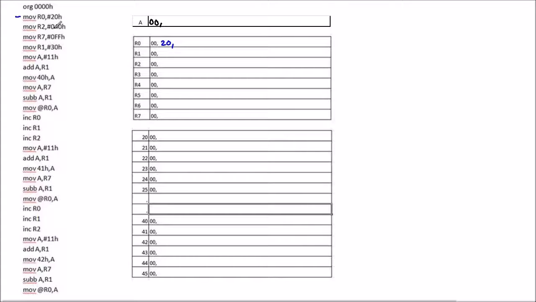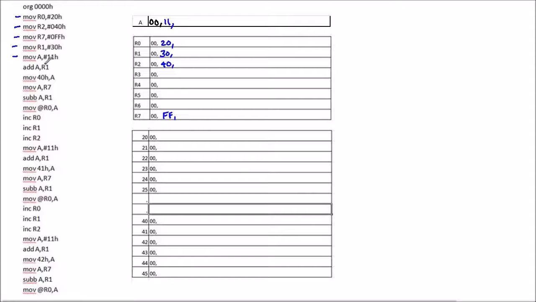The next step is we're going to take the literal value 40 hex and move it into R2. So that 40 goes in there. And then the next step is to move the literal value FF into R7. So we move FF into R7. And then we move the literal value 30 hex into R1. We move the literal value 11 hex into the accumulator. And now we're ready to do some addition.